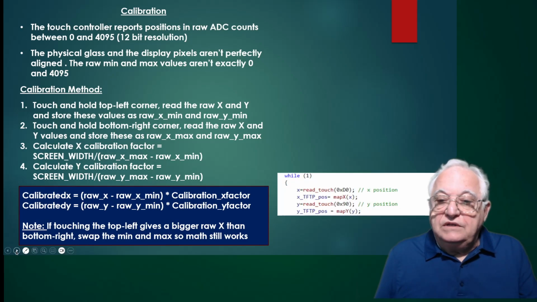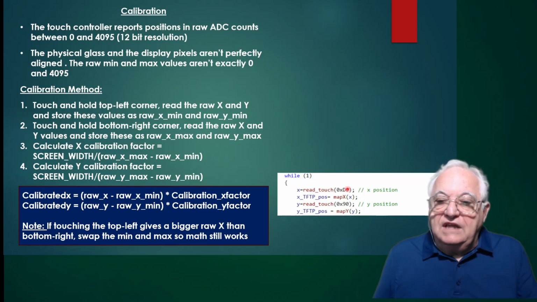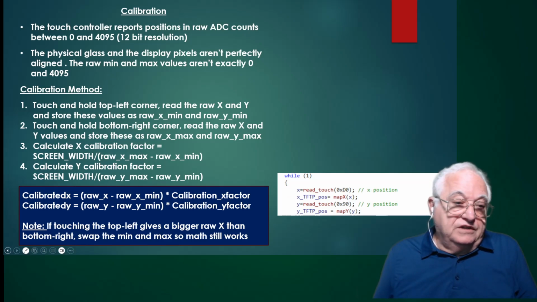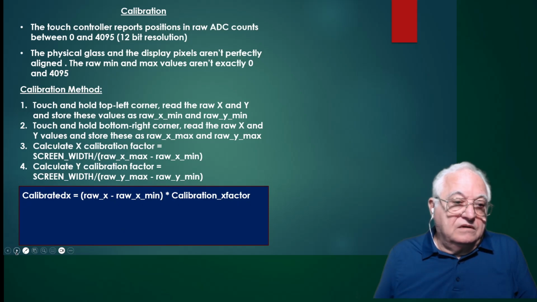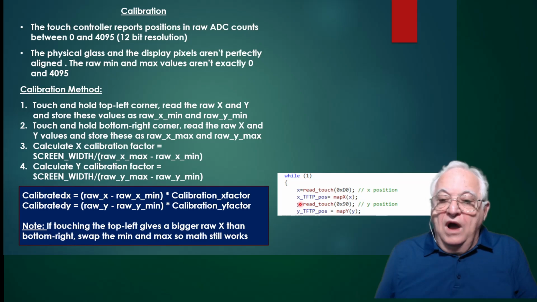So let's see how we do this in our code. First we're going to say, hey, read touch, which is what we just looked at. And that's going to give us the X position. Then once we get the X position, we're going to map it using the calibration to the 240 by 320. Next, we send the read touch, which is the X90, and we get the Y, and then we map Y. Now, what do I mean by mapping Y?